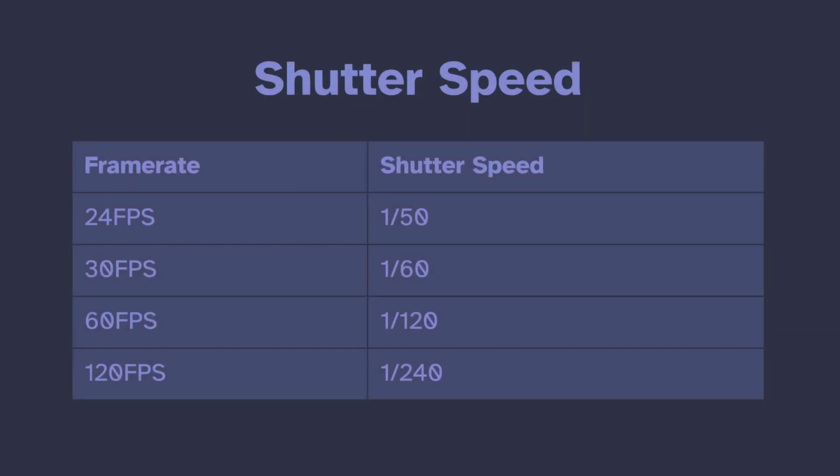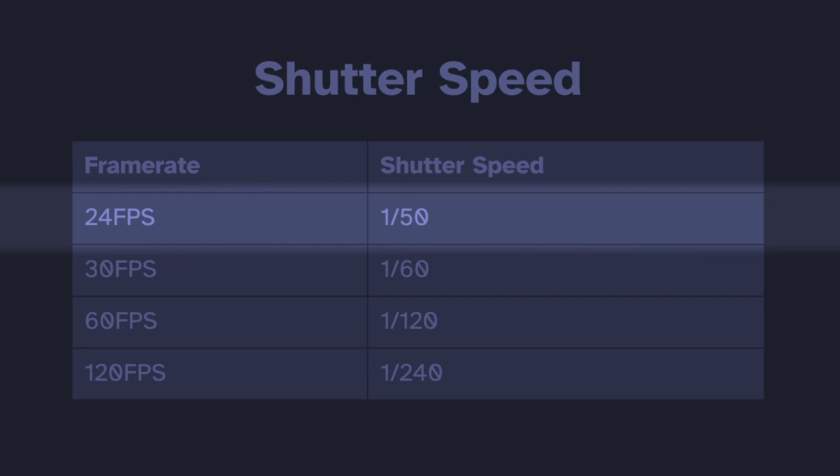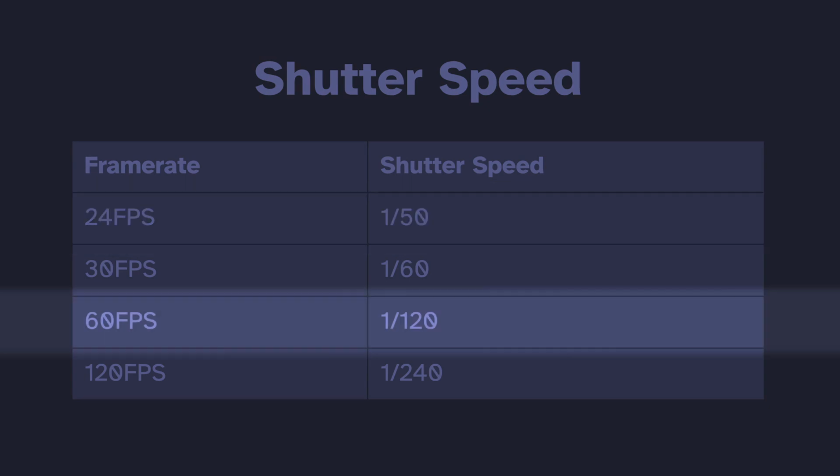Set your shutter speed to 1/2 your frame rate. So if you're shooting at 24 frames per second, set it to 1/50, and if you're shooting at 60 frames per second, set your shutter speed to 1/120.